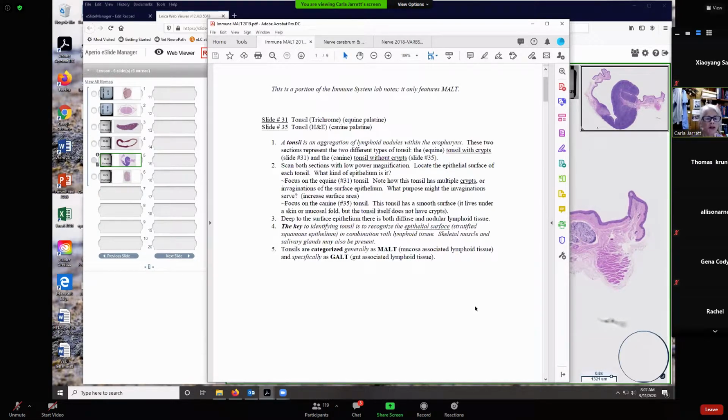In histology, what do we want you to do with these tonsils? We want you to recognize them when you look at them, and we're going to give you some clues on how to recognize them. And we want you to understand what their basic function is, and you'll learn more about them if they want you to know more about them in your immunology course.